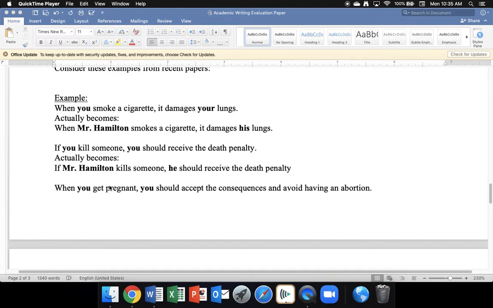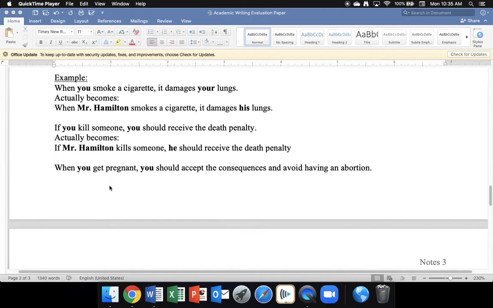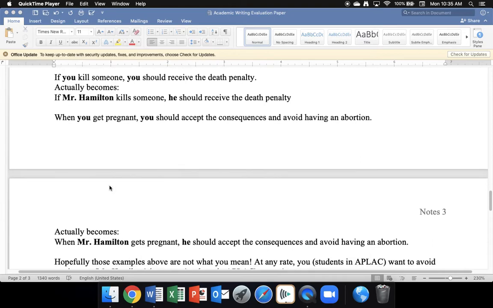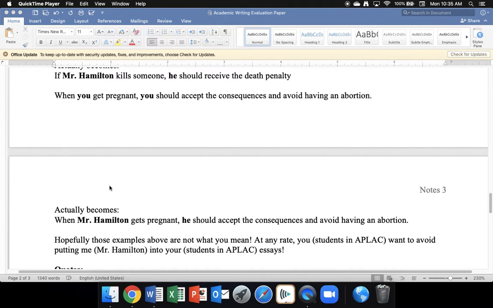If you kill someone, you should receive the death penalty. Actually, that is, if Mr. Hamilton kills someone, he should receive the death penalty. Well, that's harsh to make a rule just for me. When you get pregnant, you should accept the consequences and avoid having an abortion. When Mr. Hamilton gets pregnant, wait a minute, did I have some kind of gender swap? I can't get pregnant. So that clearly doesn't work.